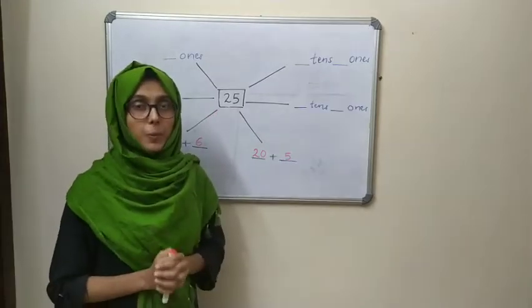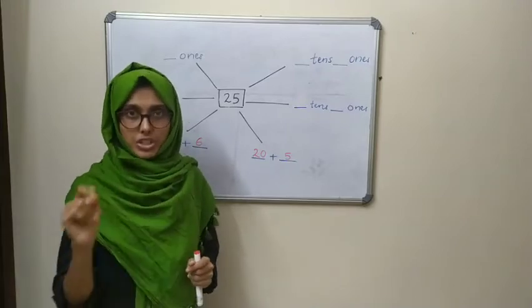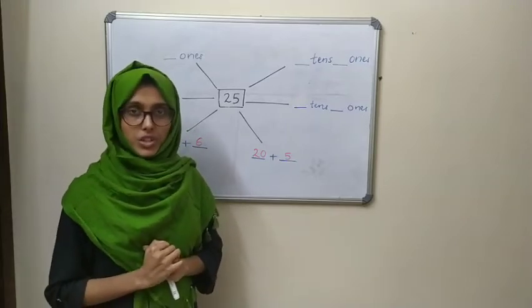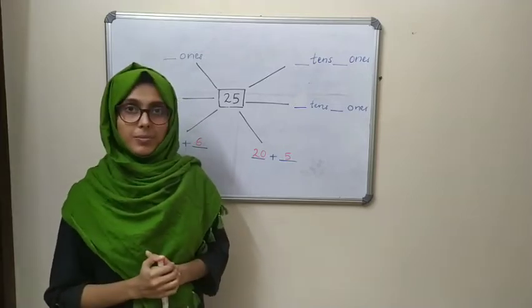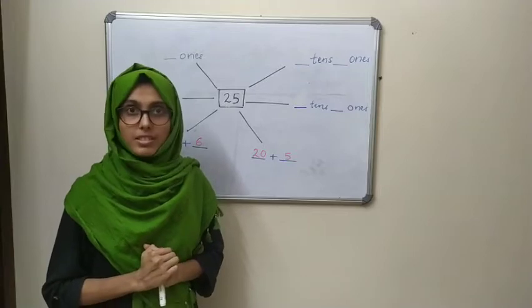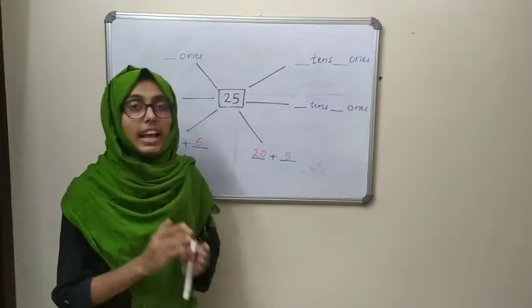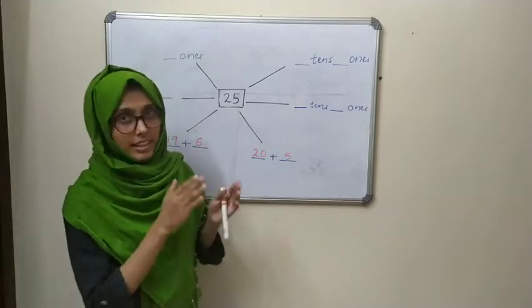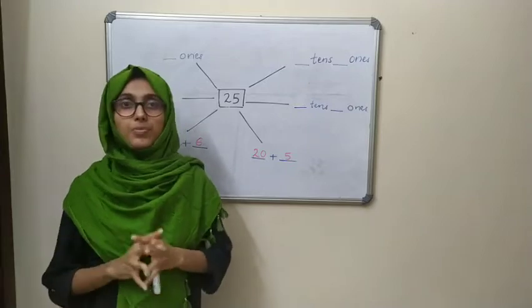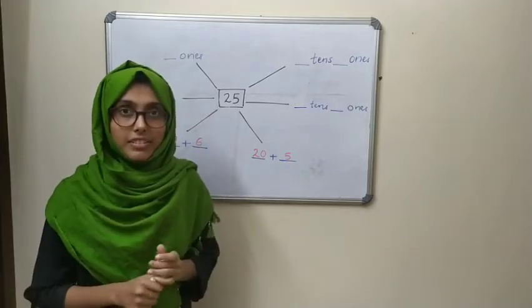Now suppose you have one 10 rupee note and 15 1 rupee coins. Then how much will that be? 1 10 rupee and 15 1 rupee coin. That means 10 plus 15, 25. So again you will get 25, isn't it?